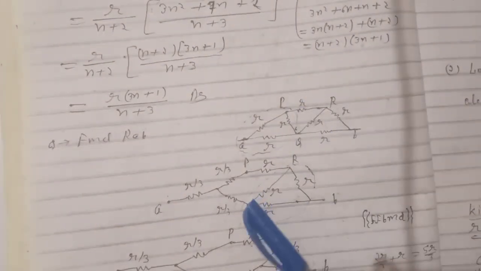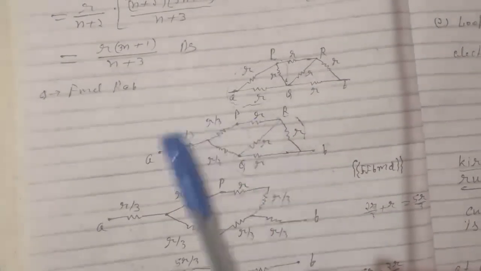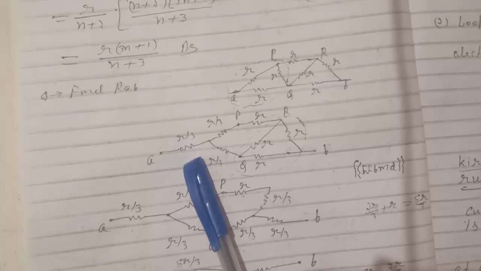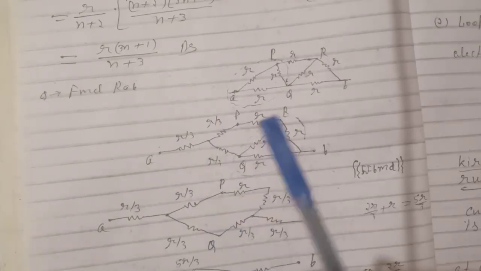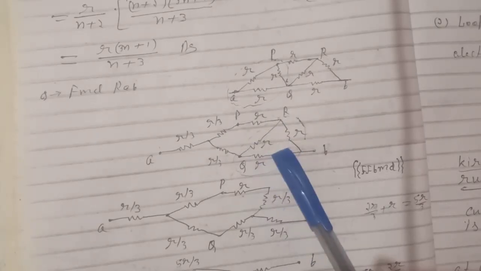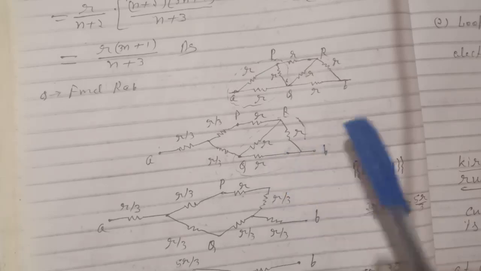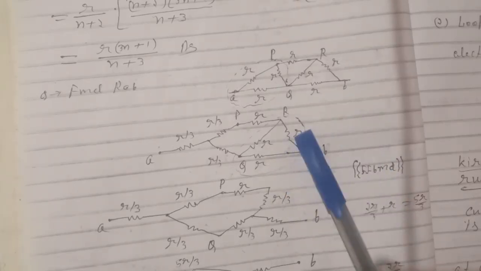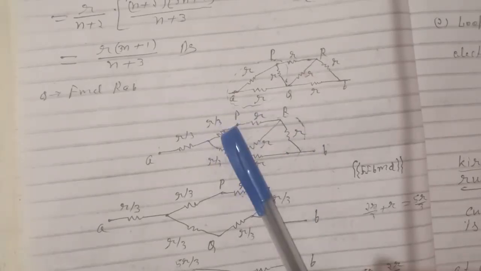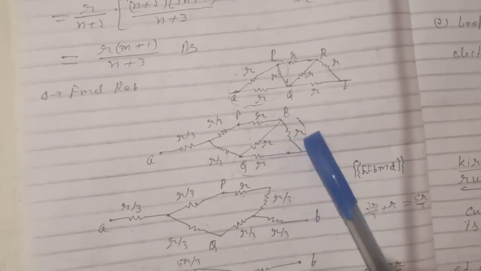Now this point and this point, P and Q, remain the same, and a new formation has been made here. So this is R by 3, this is R by 3, this is R by 3, this is R, and this is R. Now again we cannot solve it directly because none is in series and parallel. This is in series but not useful. So first we convert this delta formation into a star formation.